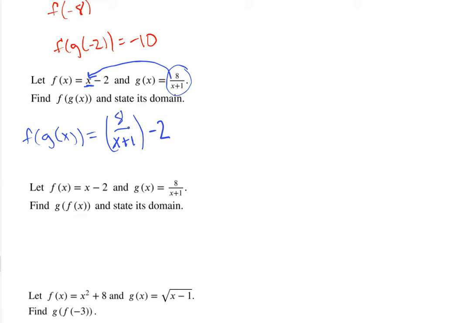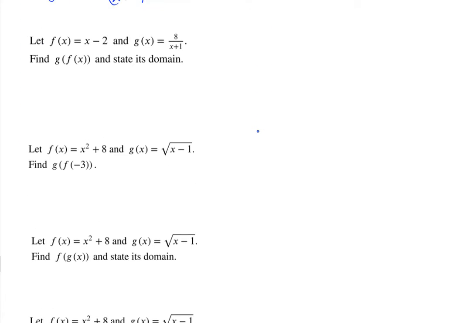And I don't think I would worry about simplifying that at all. You really don't need the parentheses. But it does say state the domain. So remember, domain is all real numbers unless you have an x in the denominator or underneath the square root sign. In this case, we have an x plus 1 in the denominator. So x cannot be -1.